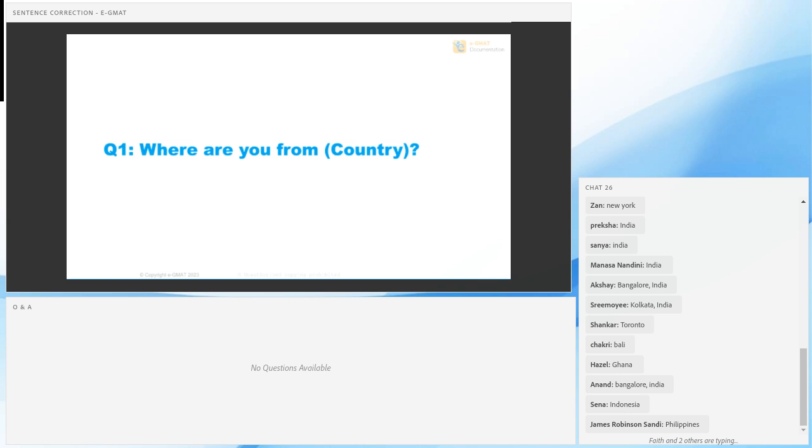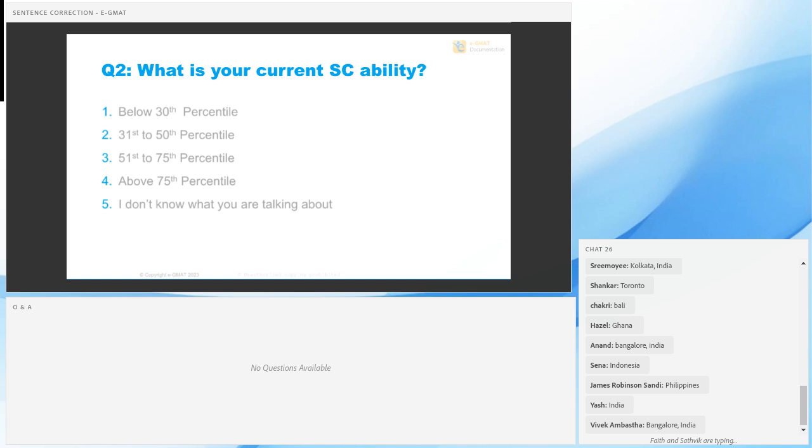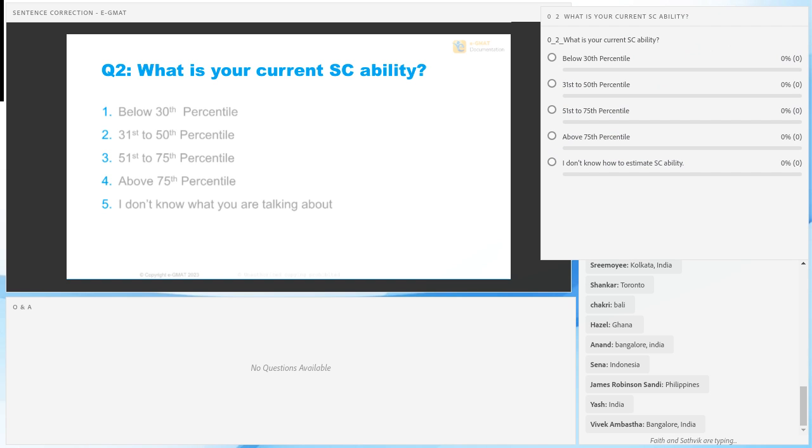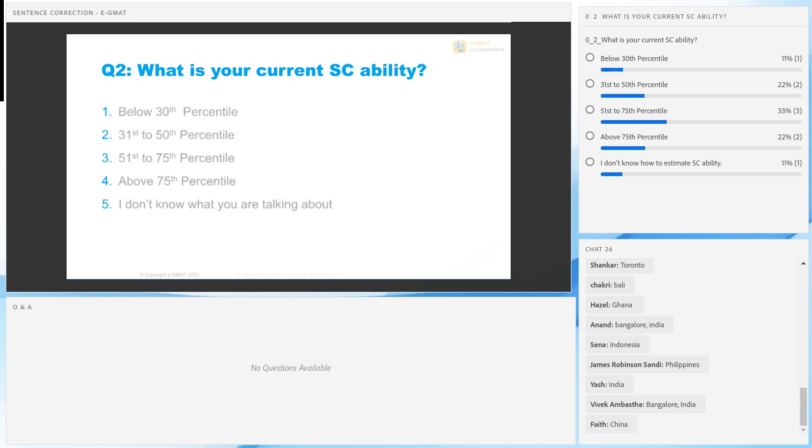So very, very good. All right, let's now get some data in terms of where you stand today when we talk about SC ability. It's not accuracy, it is ability. So tell me, based on your assessment, where do you stand in terms of your SC ability? So I see that quite a few of you do not know how to estimate your SC ability. All right, we'll talk about that shortly.